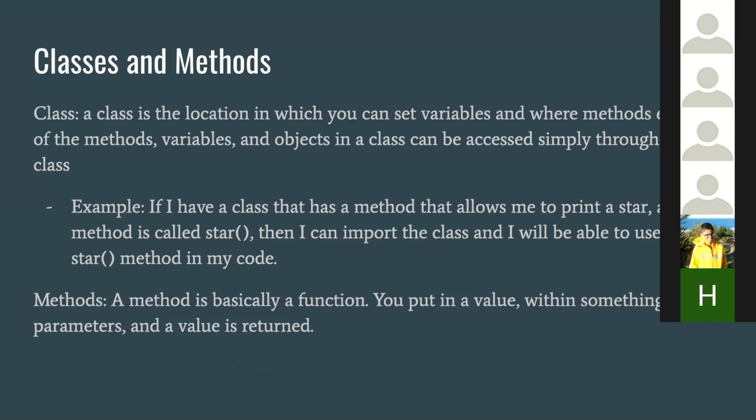Okay, classes and methods. So a class is a location in which you set the variables and where all of the methods in your program exist. Basically all of the methods, variables, and objects that are in your class can be accessed through the class. Here's an example. If I have a class that has a method that allows me to print a star, and that method is called star, then if I import the class, I'll be able to use the star method in my code. So that's a lot. Let me break that down.